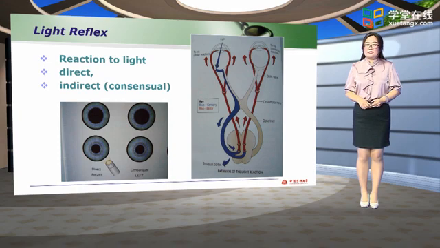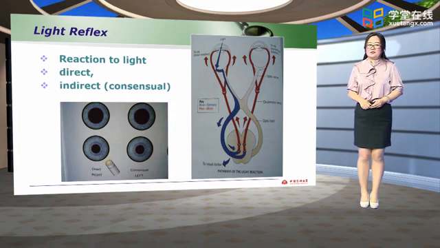If the examiner shines the light into one eye and inspects for pupillary constriction of the other eye, it's called indirect light reflex. We can see the mechanism of the light reflex in the right picture. When the light shines in, it goes through the sensory nerve to the brain, and after the brain receives the signals, the brain will send orders to both eyes to cause pupillary constriction, causing the light reflex.